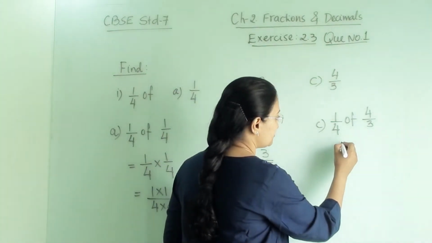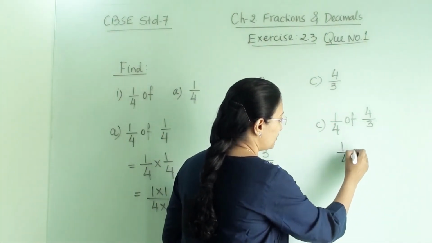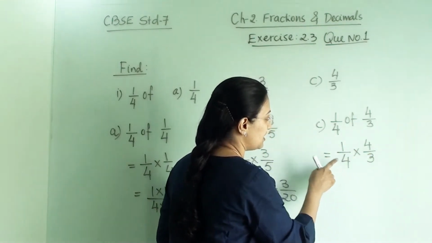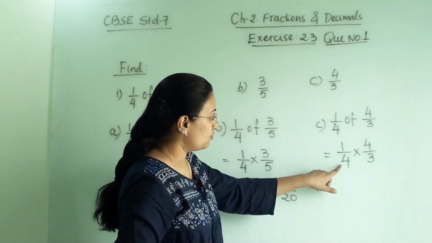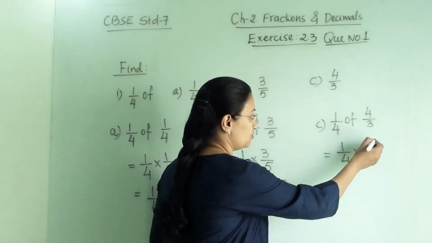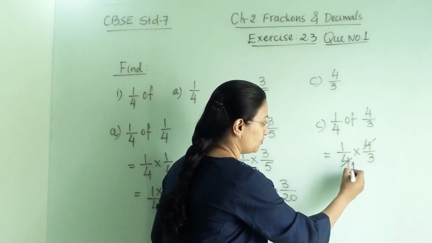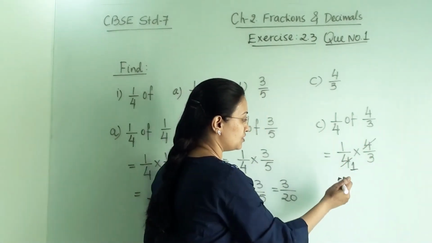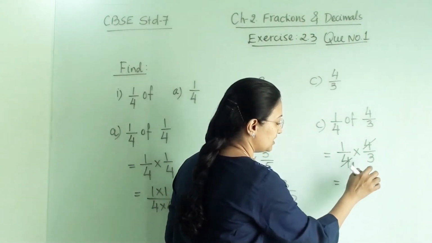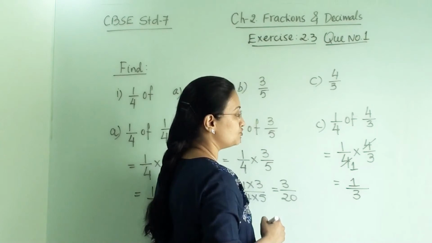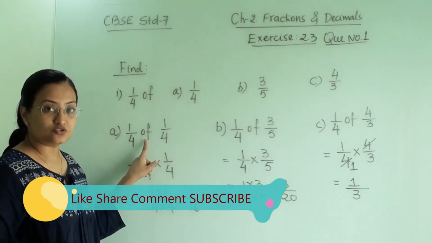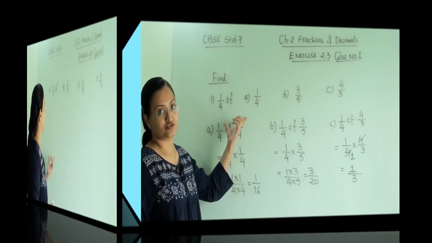Now here, 1 by 4 into 4 by 3. At this step we can see that 4 is in the denominator and 4 is there in the numerator as well. So we can cut this, 4 ones are 4, so 1 is going to remain here. So here 1 will be there, and here 1 into 3, 3. So this is going to be our answer. That is how we will solve it when there is "of" in between two fractions.